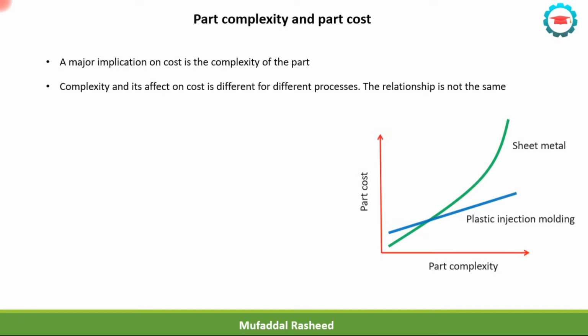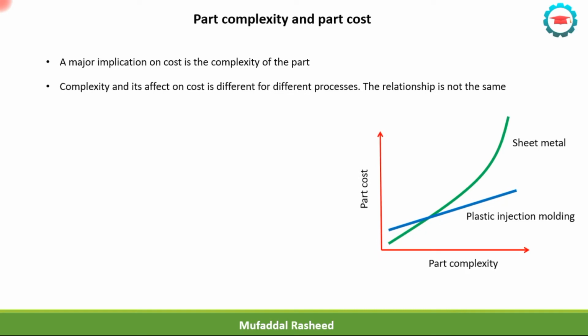So here is a graph which is comparing the sheet metal process and the plastic injection molding process. In the y-axis, it is the part cost. In the x-axis, it is the part complexity. So part complexity may be measured in the number of design features of the part. The more the number of design features and the more complex the design features are, the higher the complexity will be. So as you can see, the two graphs, one is blue is for plastic injection molding, and the green one is for sheet metal.